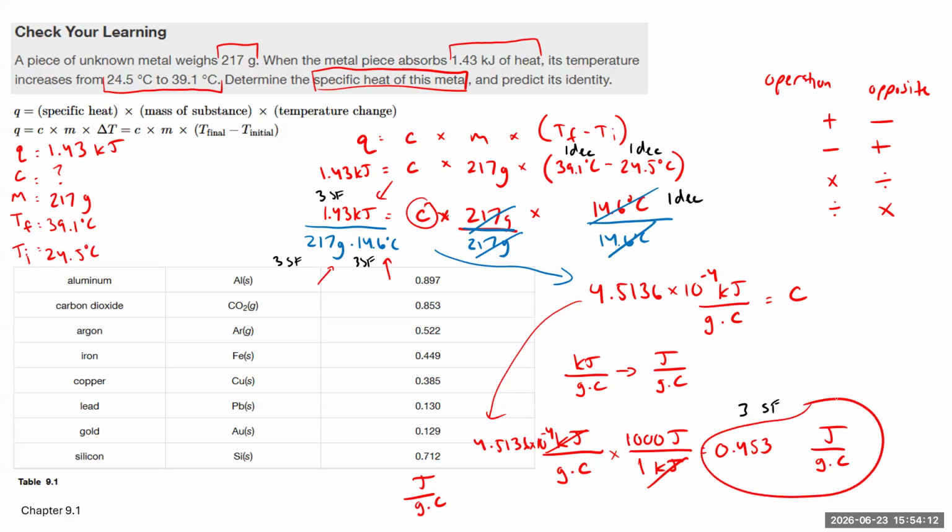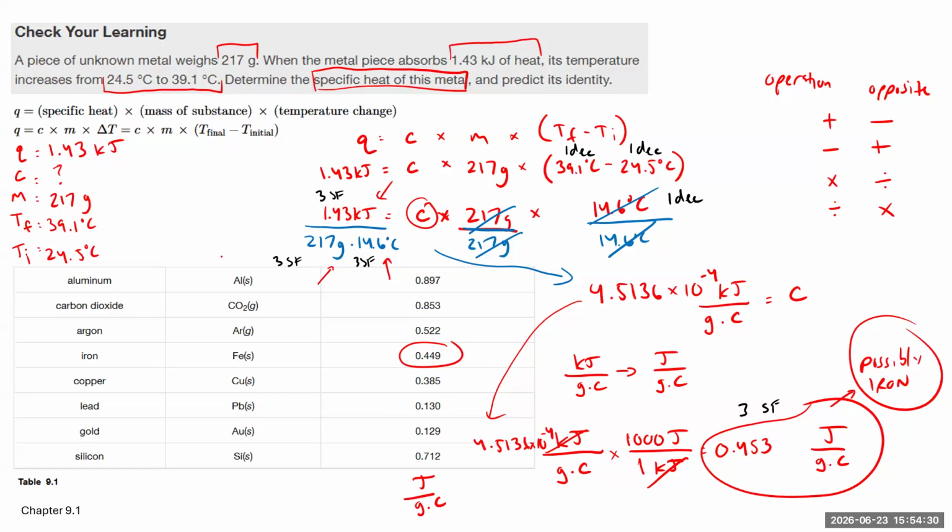So we're like, what could this substance be? Well, the closest is iron. We can say possibly iron. That's going to be the substance.